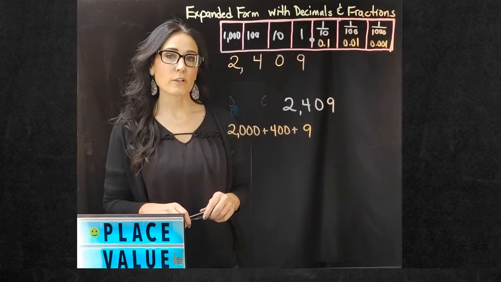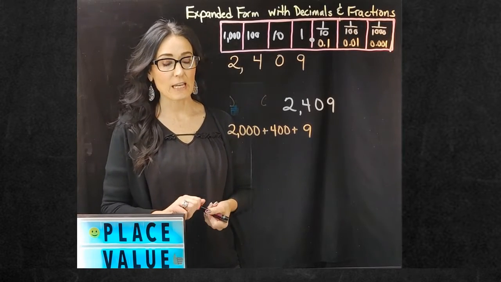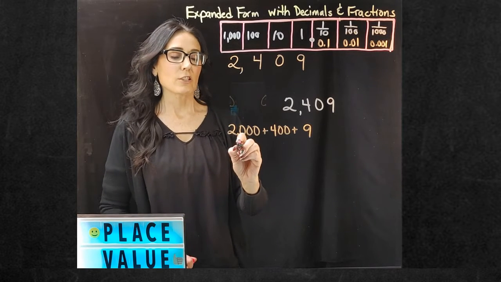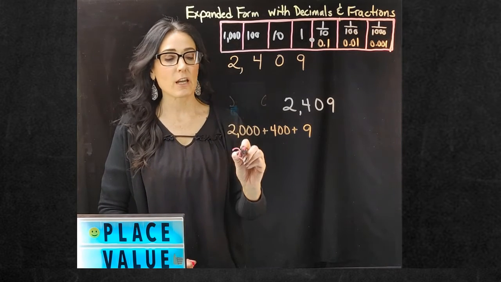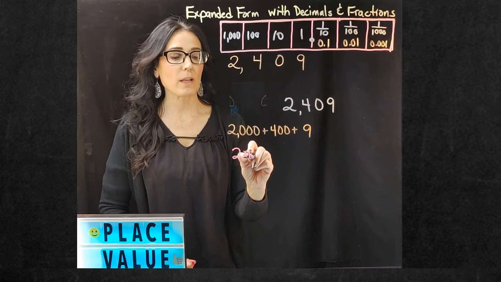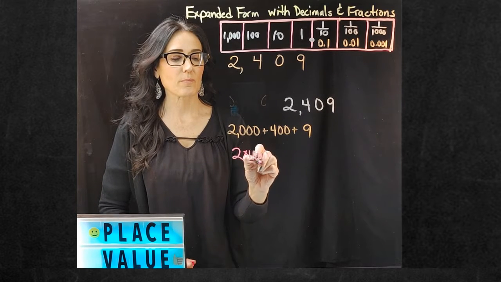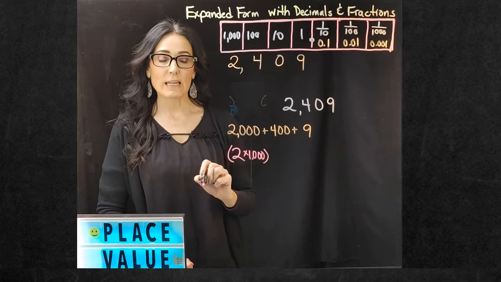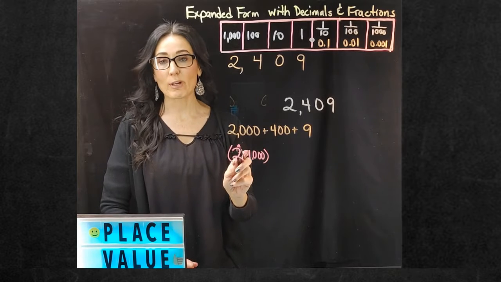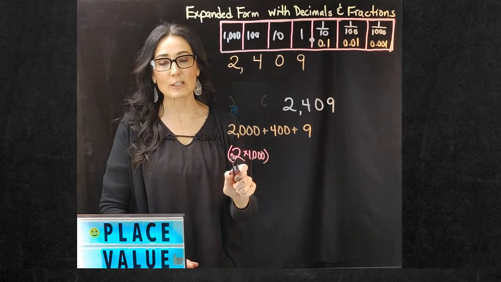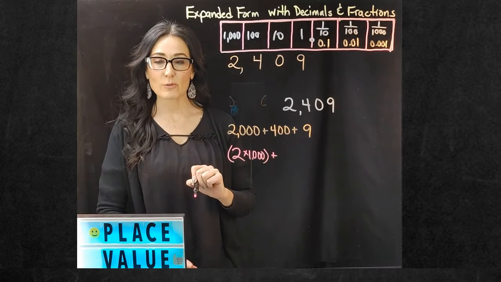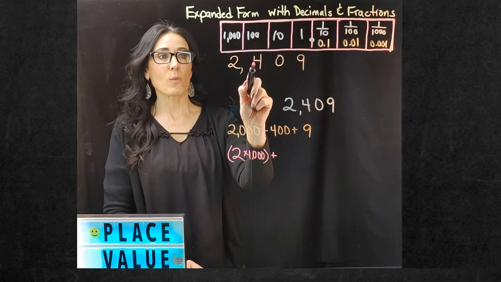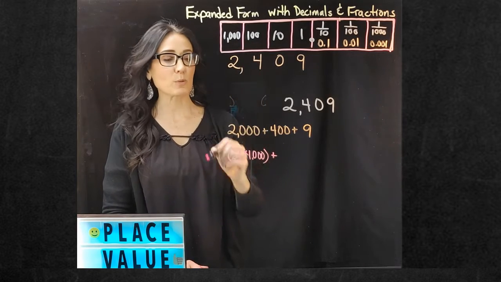All right, so now let's go ahead and write it using what we call powers of 10. So let me give you an example of that. So we would be writing 2, and since it's in the thousands place, we would say 2 times 1,000. So we're actually taking our 2,000, we're showing that it represents 2,000 by saying 2 times 1,000. Then we're going to change our 400 into 4 hundreds. So we'd say 4 times 100.